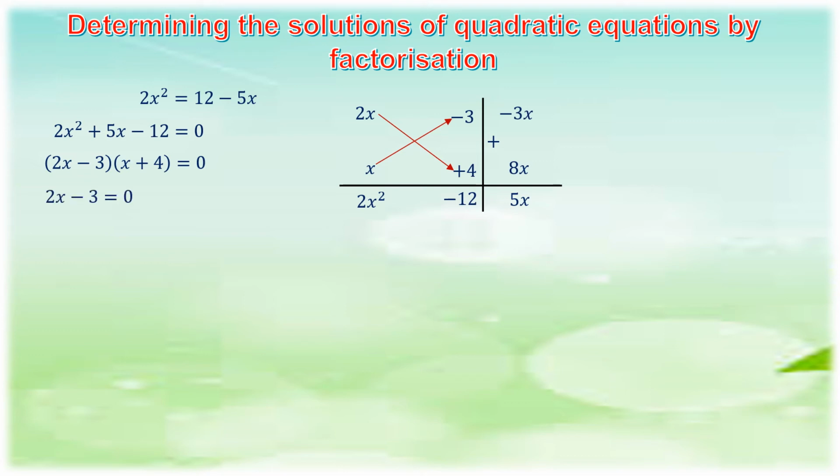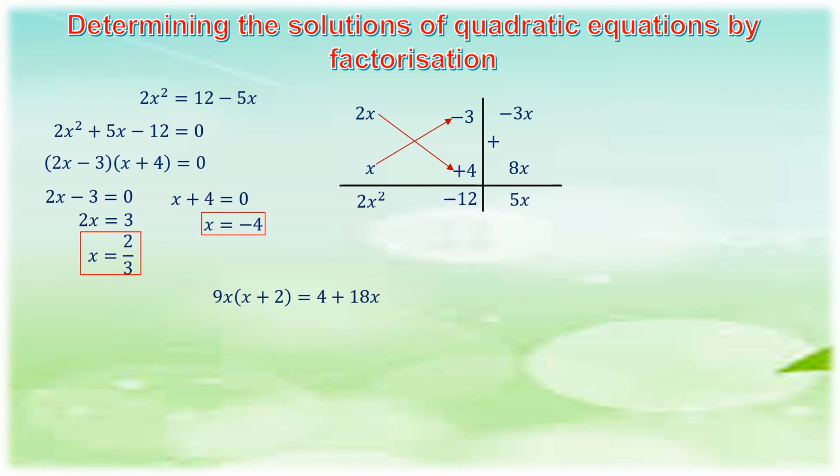And then we are going to equate 2x minus 3 is equal to 0 as well as x plus 4 is equal to 0. Then transposing minus 3 to the other side, it will be equal to 2x is equal to 3. Dividing both sides by 2, we will be getting x is equal to 3 over 2. Then we have 4 transposed to the other side, it will be equal to x is equal to negative 4.